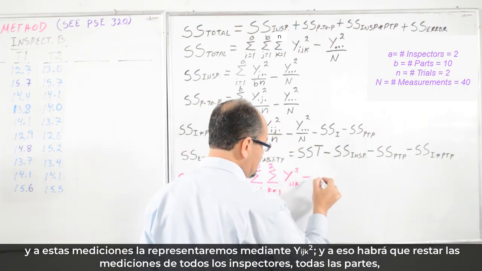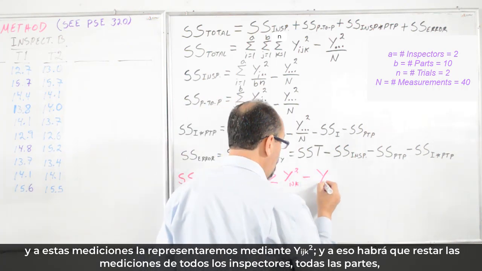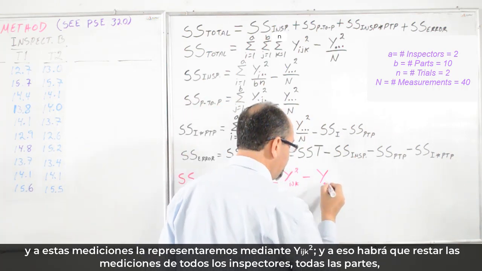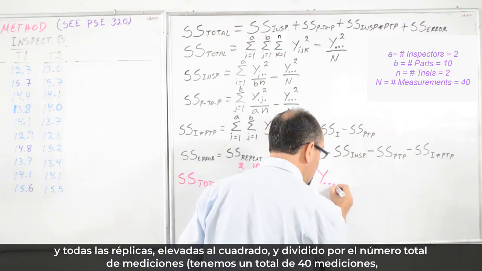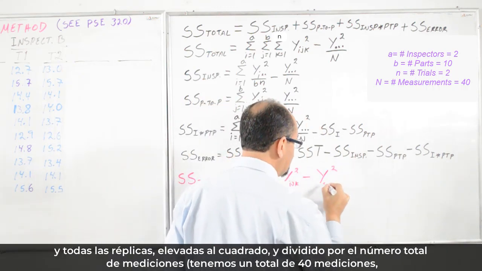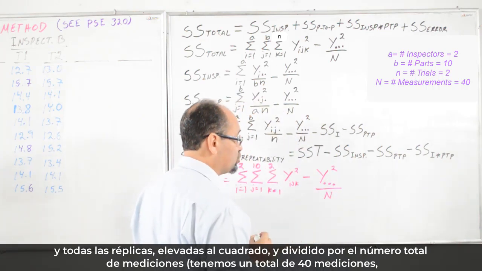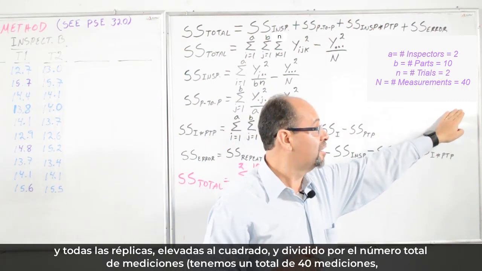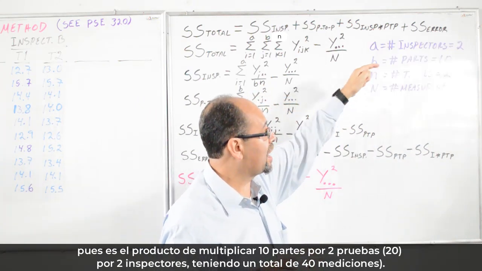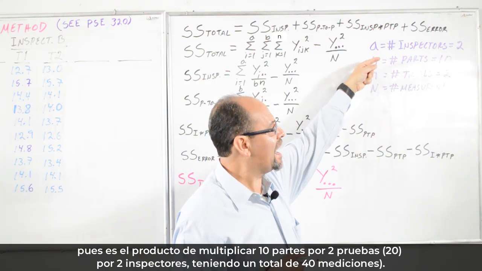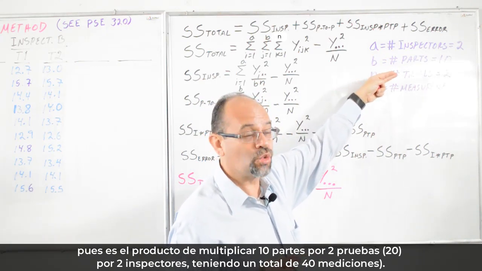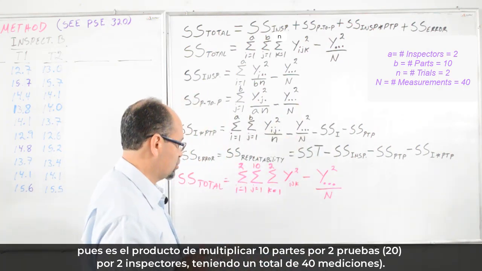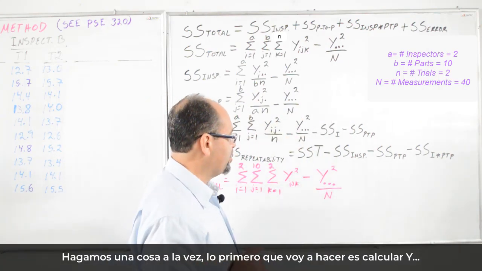And subtract from that the measurements of all the inspectors, all the parts, all the trials, the square divided by the total number of measurements. So we are having a total number of measurements equal to 40. The reason of that is because we are having 10 parts times 2 trials, that's 20, times 2 inspectors, which is 40 total measurements. Well, let's do one thing at a time.